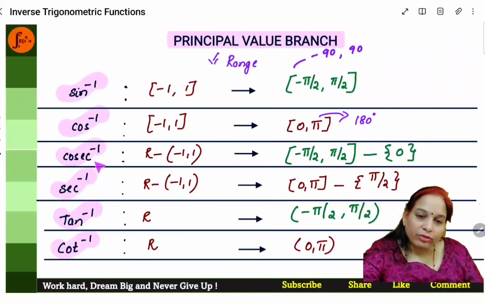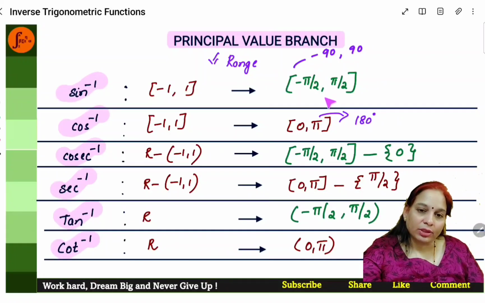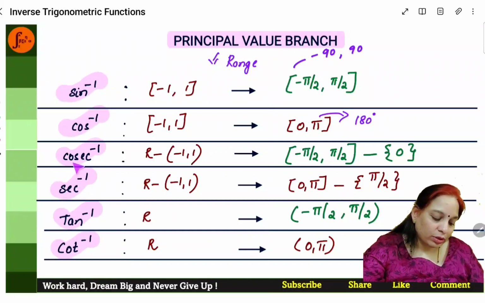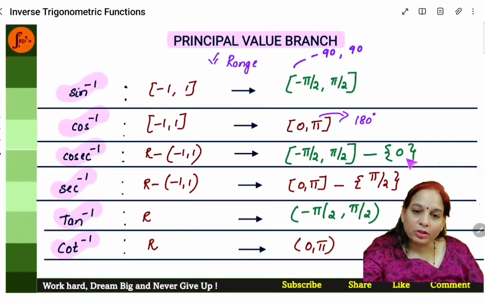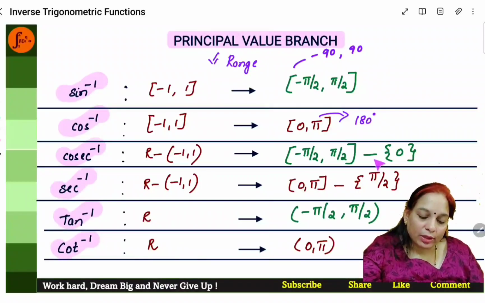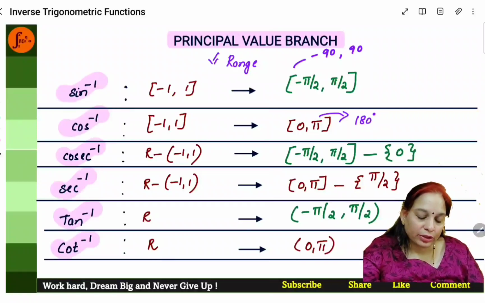Similarly, for cosec inverse function, the range is again same as sine inverse function, which is minus 90 to plus 90, same as sine inverse function except 0, right? What is cosec? Cosec is 1 by sine, so obviously the denominator you cannot have 0. If you have 0 in the denominator, it's going to become undefined. That's why 0 is removed from this particular range.